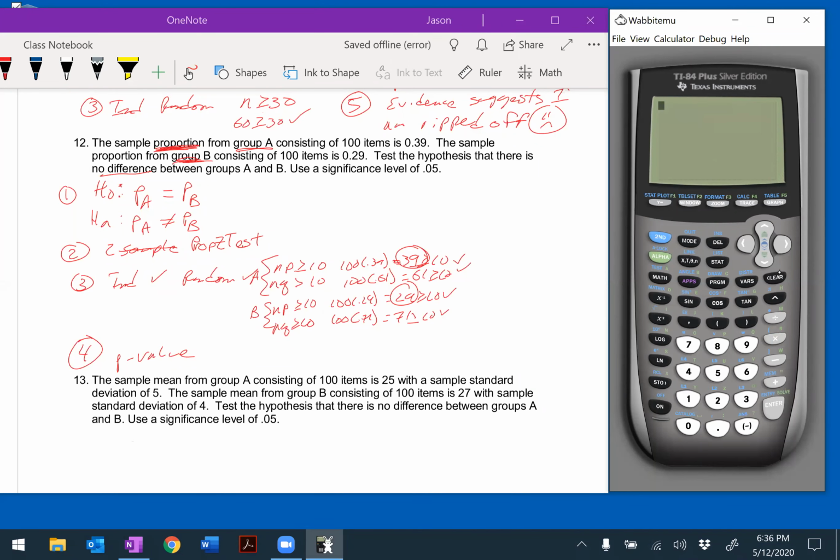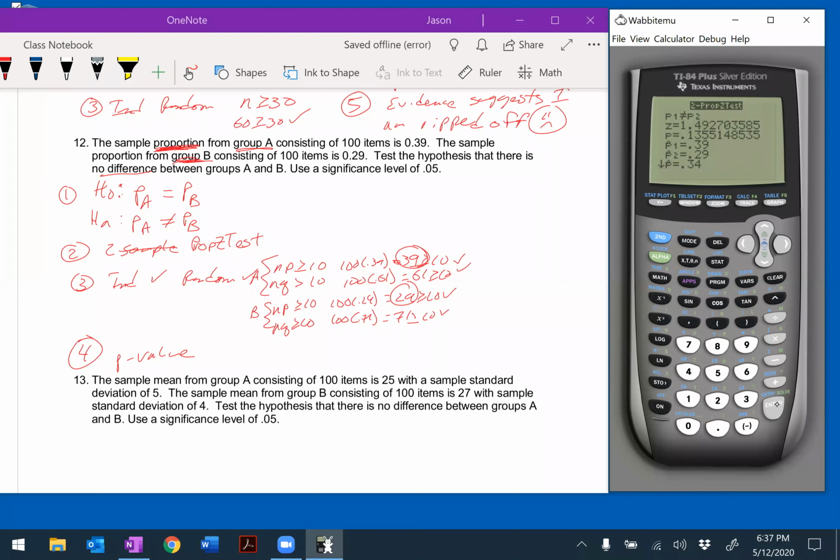Oops, what did I do wrong there? Stat tests, okay, one prop z-test or two prop z-tests. Okay, so 30. Oh, this should be 100. I don't know why. Enter. That should be 100 too. Enter. Boom. Calculate. Okay, perfect.